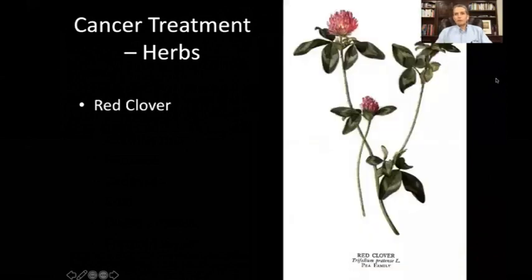Red clover, it's another one that has benefit for a number of different cancers. It's basically known as a blood purifier, found everywhere, one of those yummy tasting teas, so not really hard to take, and it can be beneficial as well.